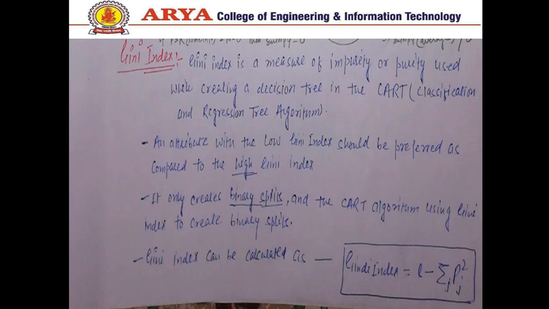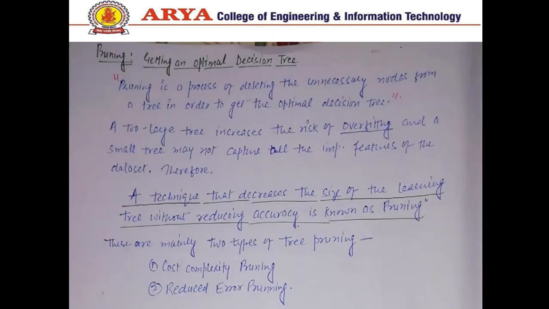Now the second technique is Gini index. Gini index is a measure of impurity or purity used while creating a decision tree in the classification and regression tree algorithm. An attribute with the low Gini index should be preferred as compared to the high Gini index. It only creates binary splits, and the classification and regression tree algorithm uses Gini index to create binary splits. Now here the mathematical formula is also mentioned for Gini index.